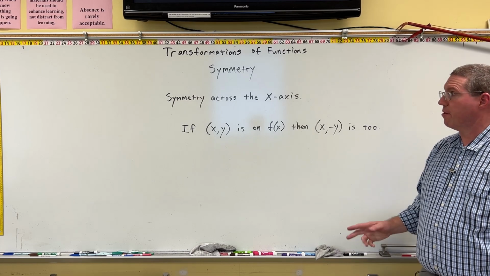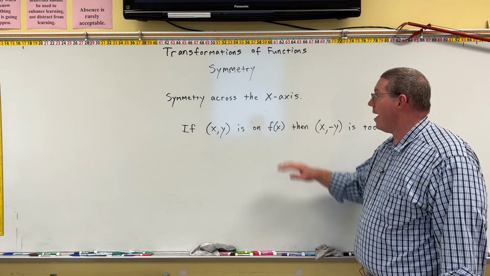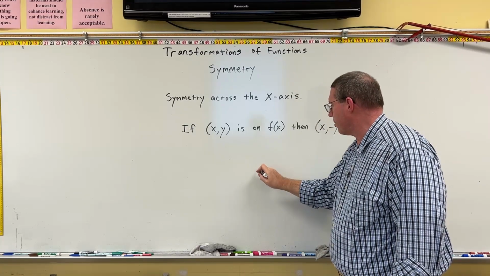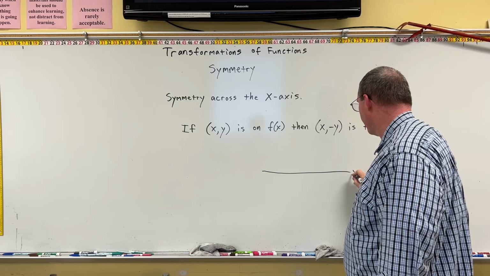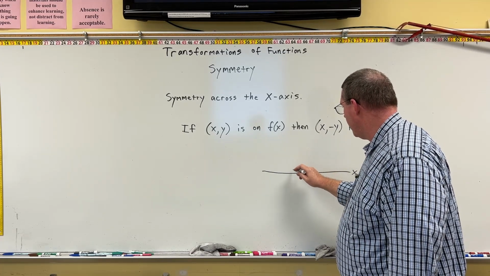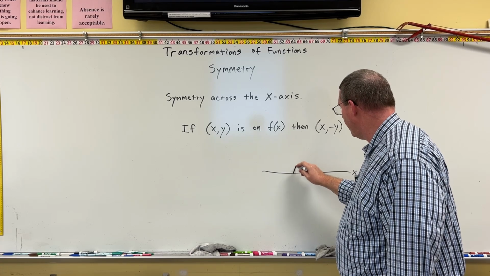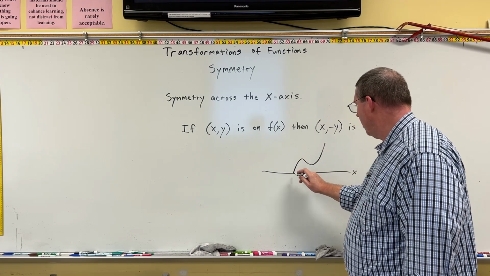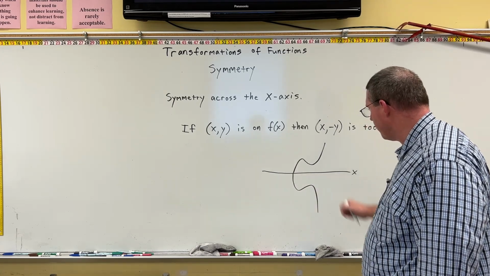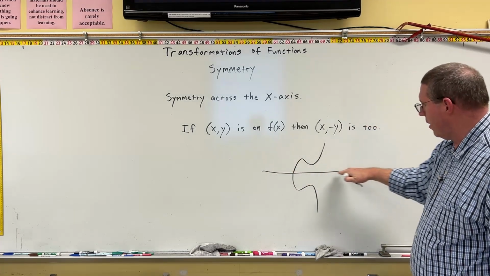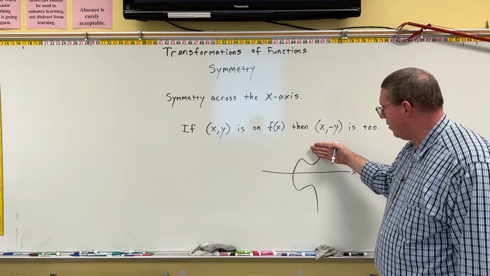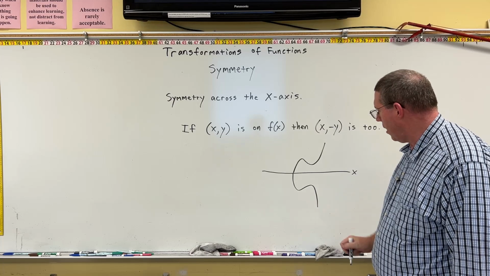Okay, now we're going to look at symmetry across the x-axis. So this is vertical symmetry. Now we have an x-axis here. If we have some sort of shape up here, then we would wind up having the same shape down here. The x-axis acts like a mirror, and we get the exact same thing above the x-axis as we get below the x-axis.